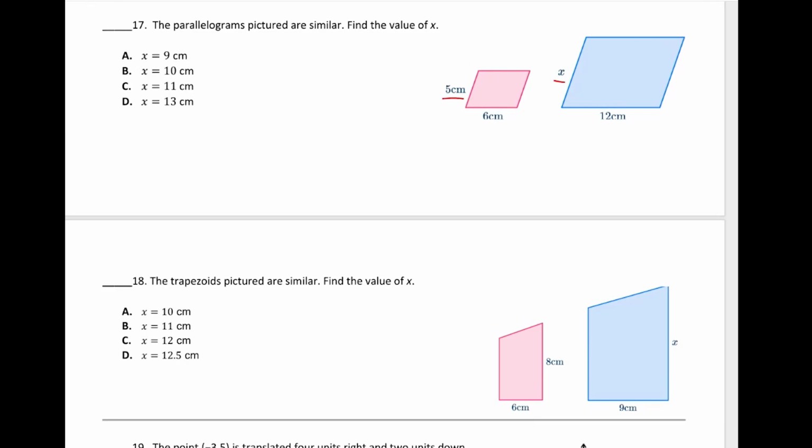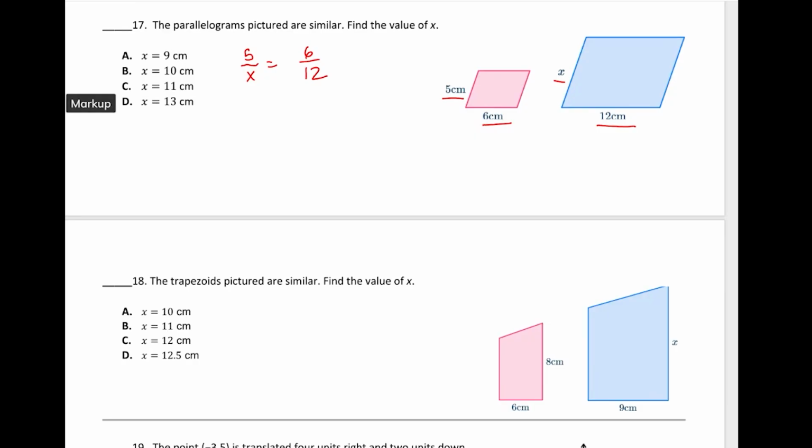5 corresponds to x, 6 corresponds to 12. So one way you can set up the proportion, and I'll emphasize that there are other ways you could correctly set it up as well, is to do 5 is to x as 6 is to 12. You could flip both of those fractions and be fine, and there's actually a couple other ways you could set up this proportion, but I'm just going to set it up this way.